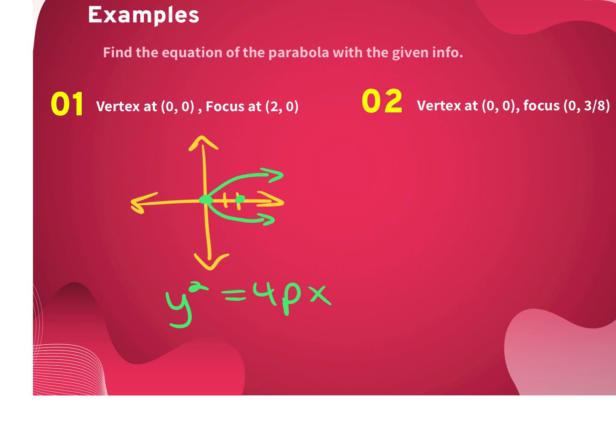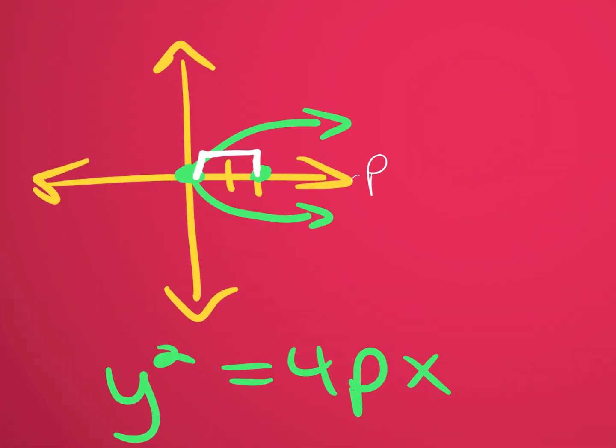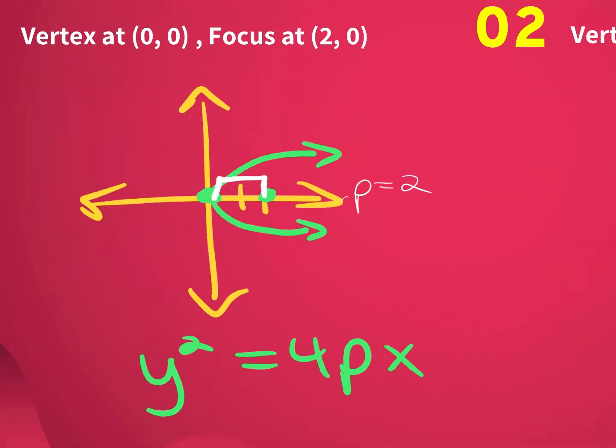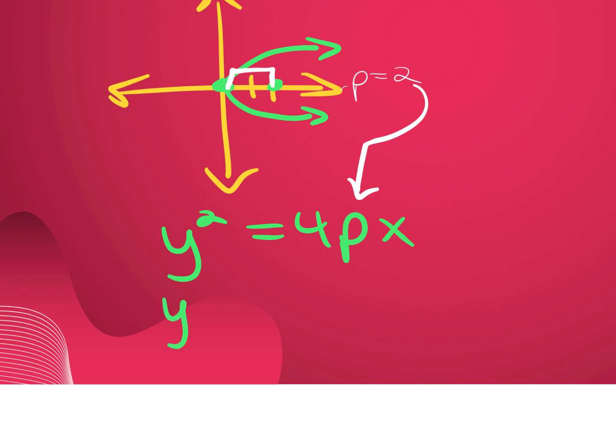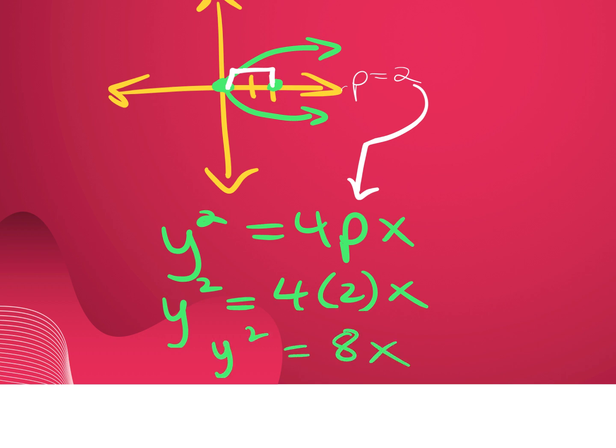If it were surrounding the other way, then I just know my p-value is going to be negative. So now what I need to do is figure out my p. My p is the distance that this point is from the vertex. And when you give yourself a visual, you can see it's 2 spaces away. So my p-value is 2. And then all I do is take the 2, plug it in for p, and my equation is going to be y squared equals 4 times 2 times x. So y squared equals 8x.